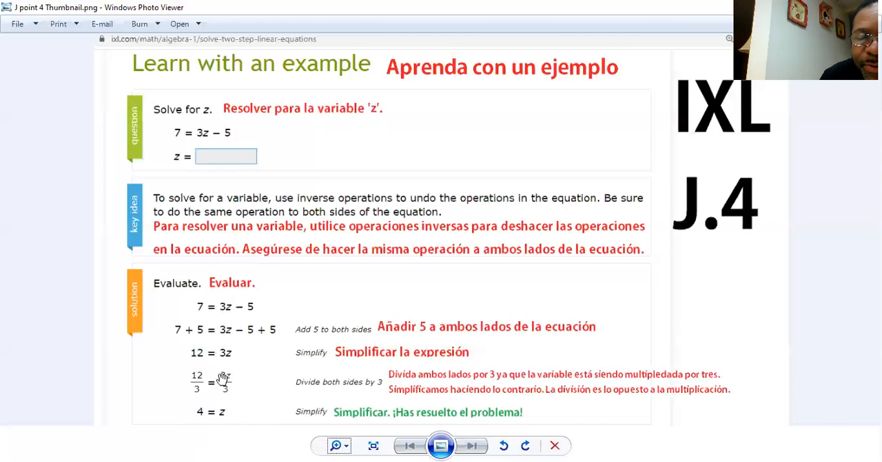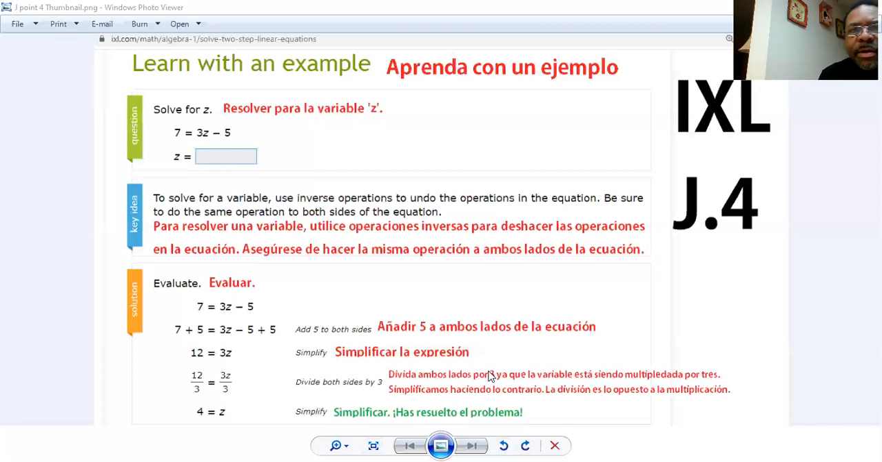And what happens is 3 divided by 3 is 1. So since you have 1Z, you don't have to write the 1. So now we have 4 equals Z. Perfect.